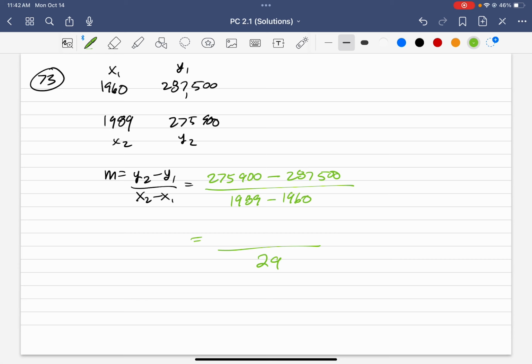And then if you take 275,900 people minus 287,500, you find out that we had a decrease of 11,600. So if I take 11,600 and divide it by 29, you get exactly negative 400.